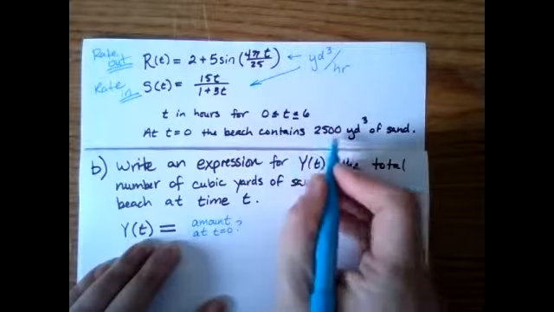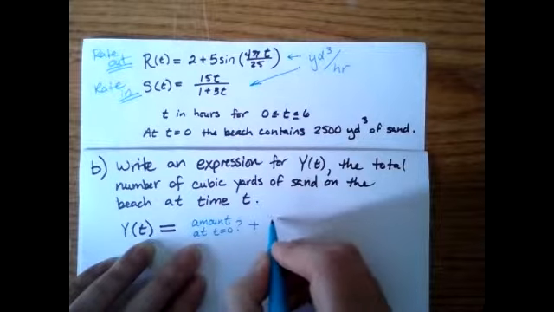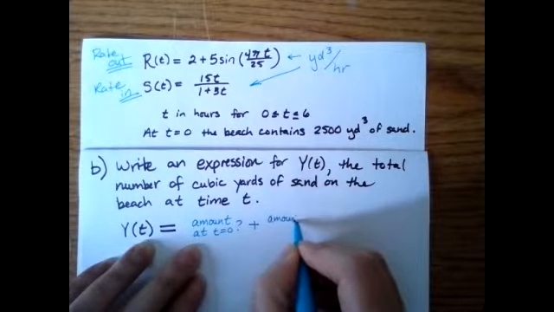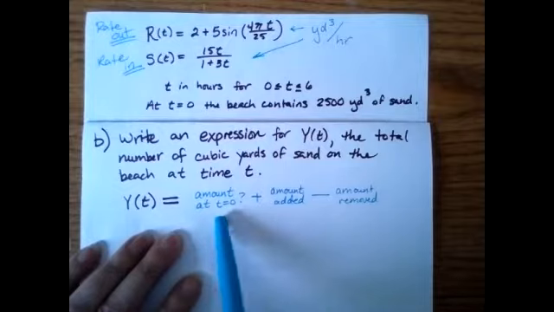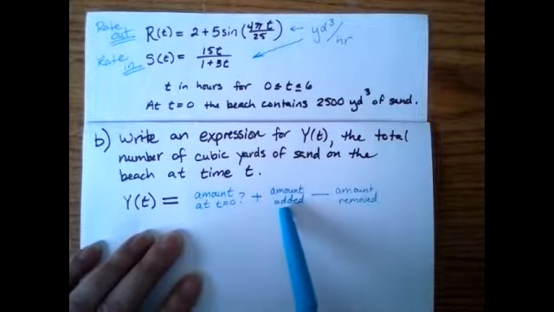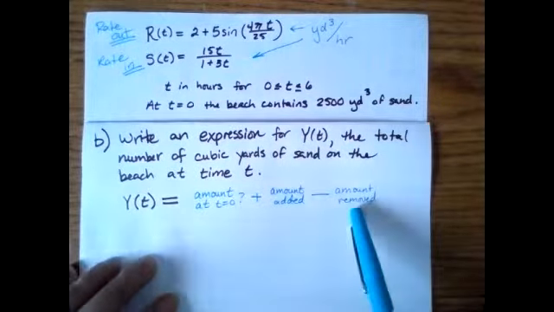Okay, do we know that? Well, yeah, we know that's the 2,500 cubic yards of sand to start. So we started with that. Then I'm going to have the amount added to change that total. But the tide is pulling sand away, so I'm going to need to subtract the amount removed. So there's my thoughts. If I know how much I started with, I add in what was contributed by the pumping station and take out what was taken away by the tide. So each of those has its own part.